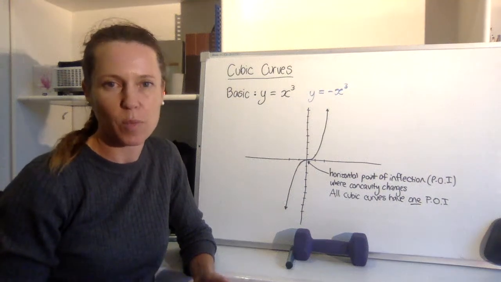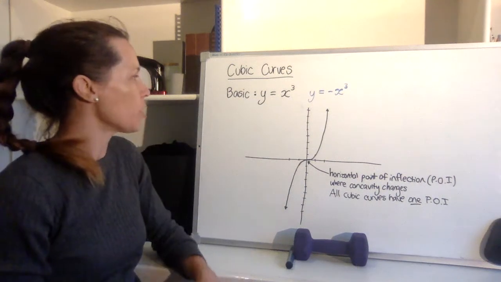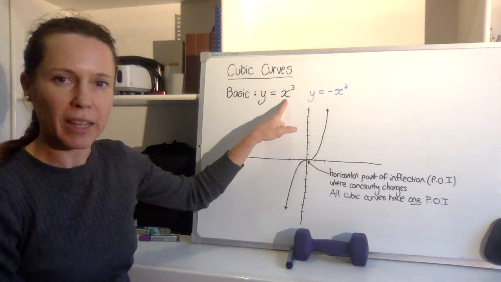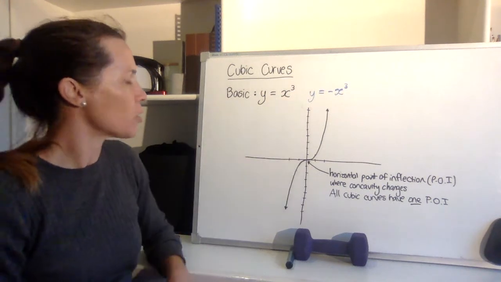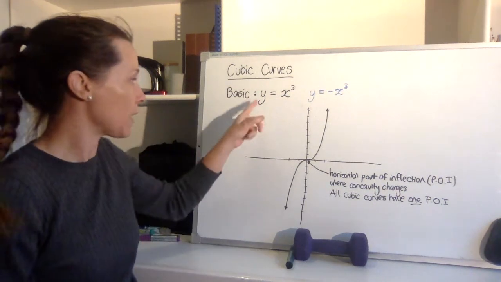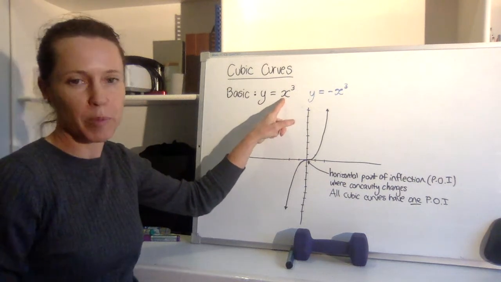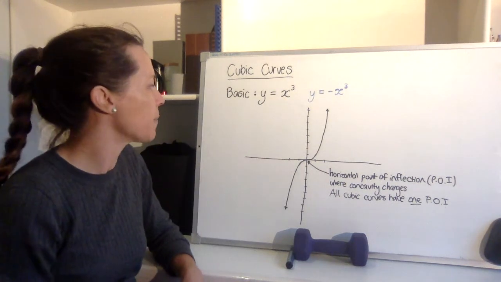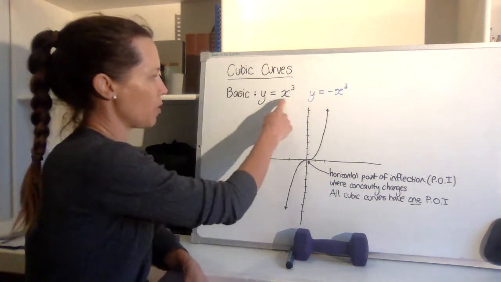Let's have a look at cubic curves. Now, cubic curves just have the highest power of x being x cubed. The most basic cubic curve that you can get is just y equals x cubed, but in a moment we'll have a look at some that are more complicated. Now, this is the basic shape of this curve.